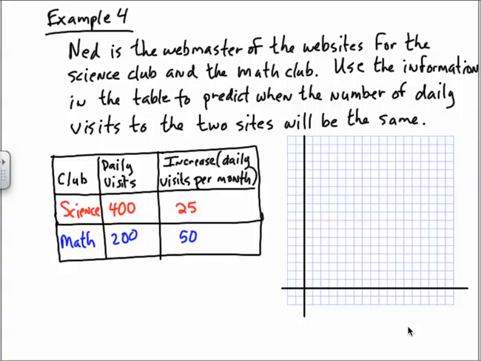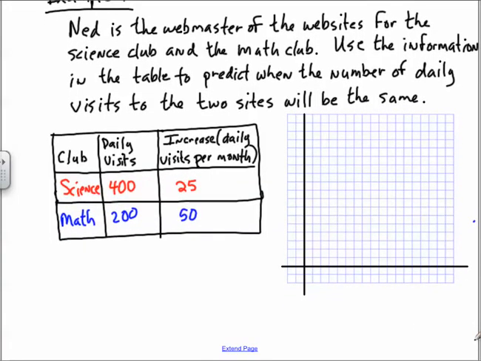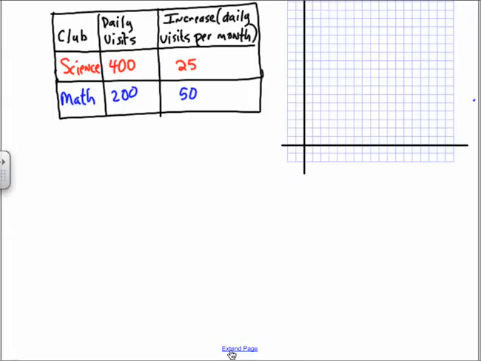Good job, Ned. Use the information in the table to predict when the number of daily visits to the two sites will be the same. Wait a minute, that sounds oddly familiar. Sounds like an intersection point if you ask me. Alright, let's do this. I bet that we can come up with some equations to represent this information.